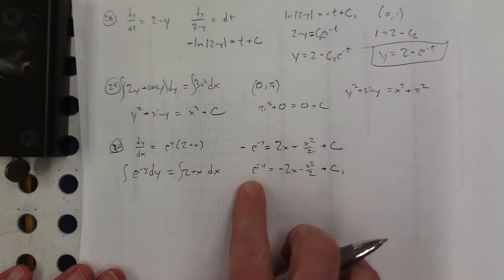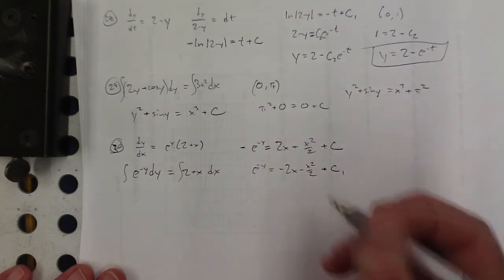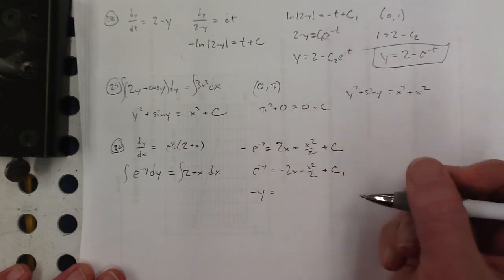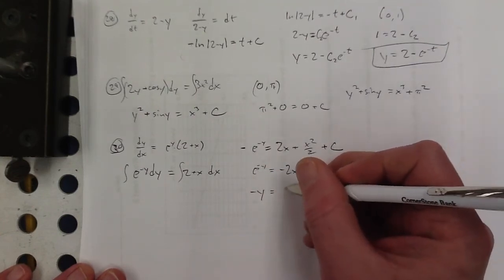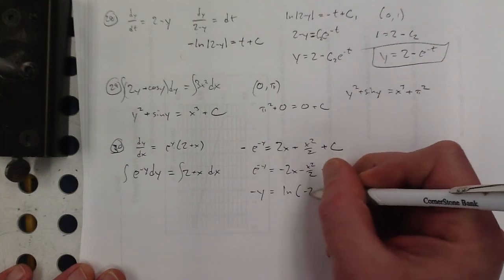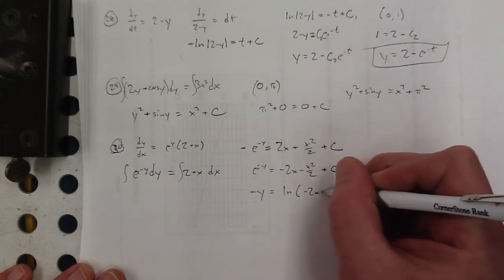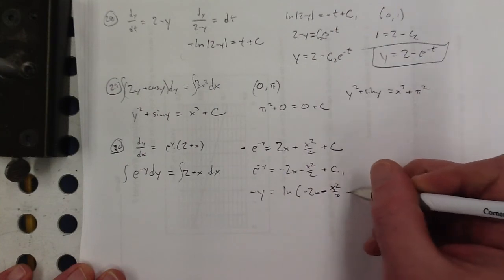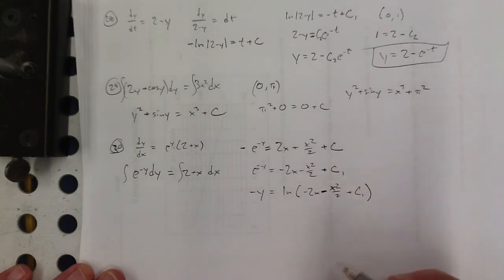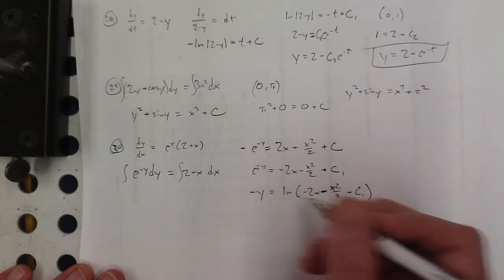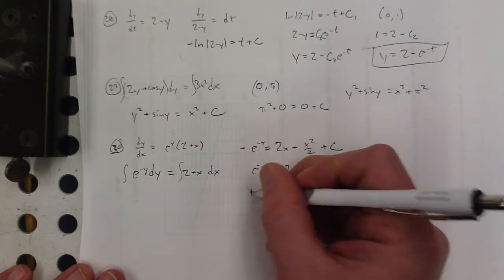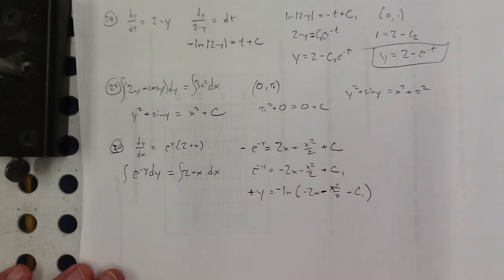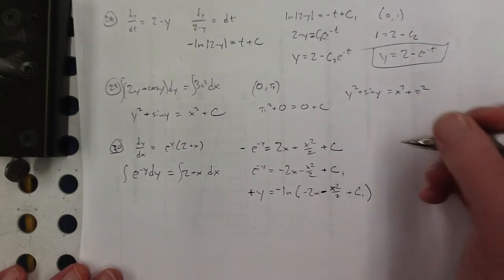And then if I want to try to solve for y, I think I can do that here. Natural log of both sides. That gives me -y is equal to the natural log of -2x minus x squared over 2 plus c1. And then if I want to get y equals, not negative y equals, I can move the negative sign to the other side.